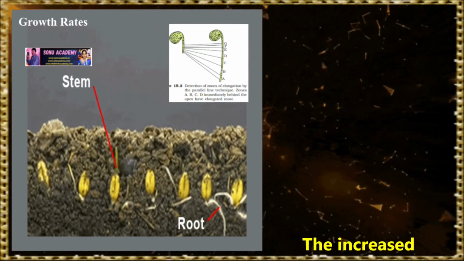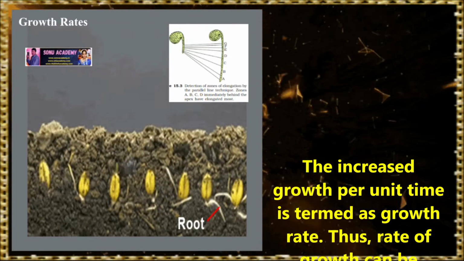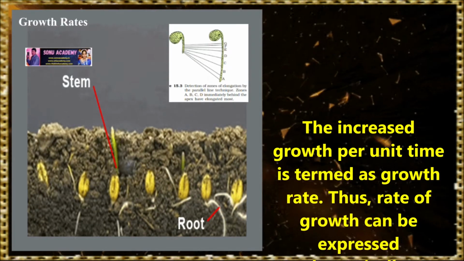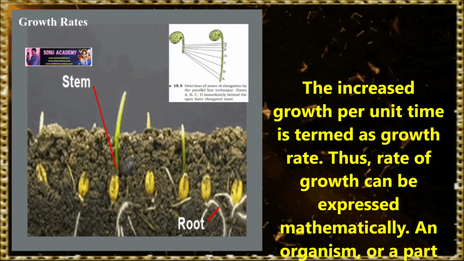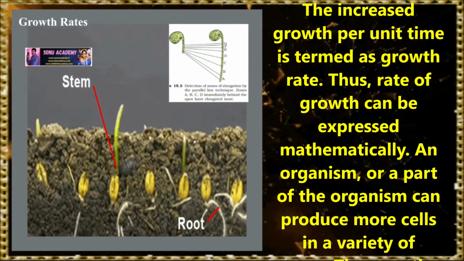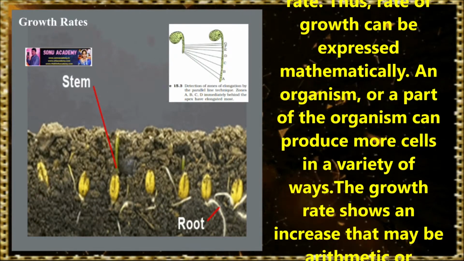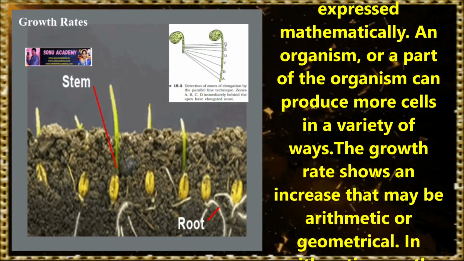Children, now let us discuss growth rate. The increased growth per unit time is termed growth rate. Thus, rate of growth can be expressed mathematically. An organism or a part of the organism can produce more cells in a variety of ways. The growth rate shows an increase that may be arithmetic or geometrical.